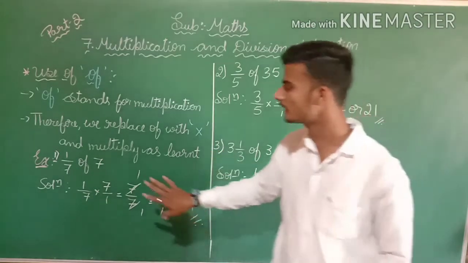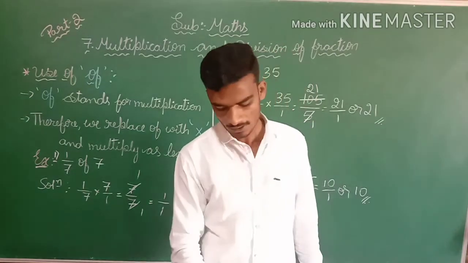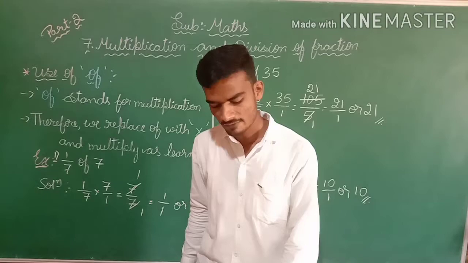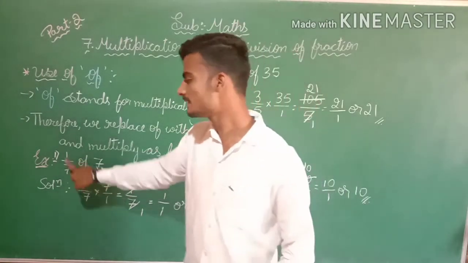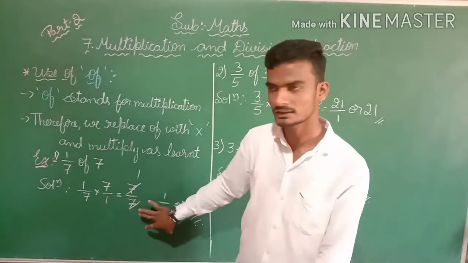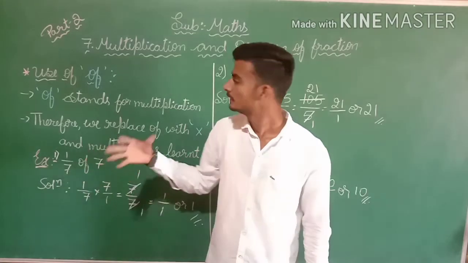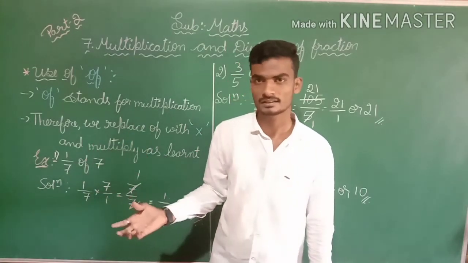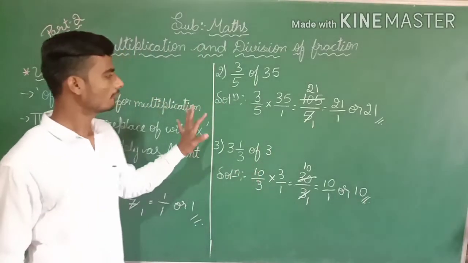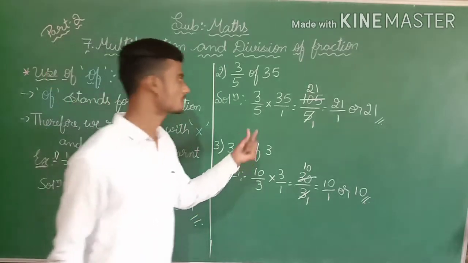Dear students, I have taken this example from your exercise 7.1 E-main. Okay, in E-main, the first problem they have given is 1 by 7 of 7. 1 by 7 of 7. Okay, I hope you are all very clear with this example. It is very easy. Then addition and subtraction. So you have to concentrate very well. What I am solving on the board, try to solve in your rough notebook also.